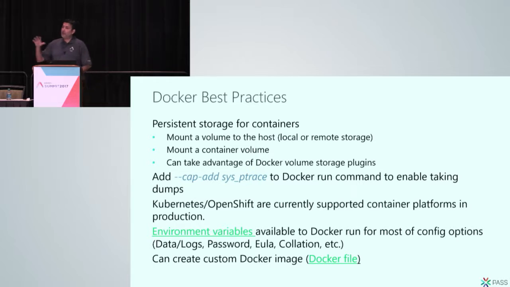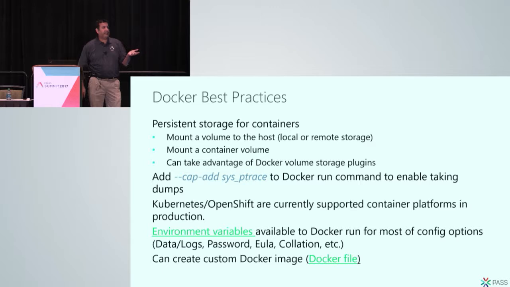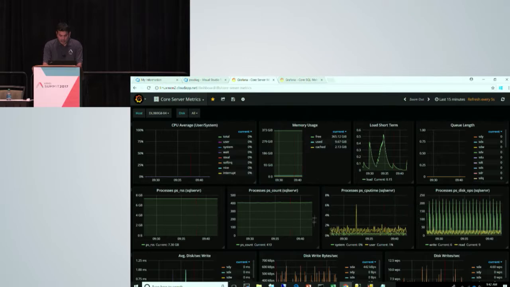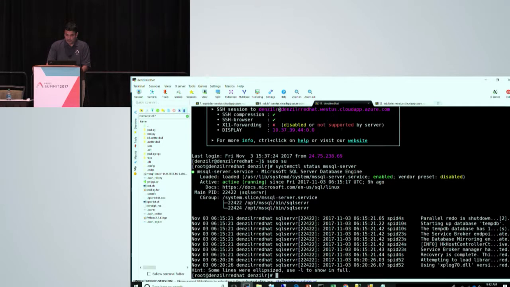And just for unattended install as well as Docker, a lot of the configuration can be done with this concept of environment variables. So what are they? You want to change your data folder or log folder. You want to change your collation or things of that nature. They can be passed as environment variables to the Docker run command, which in turn will actually configure the instance to be that way. So enough of talking. Let's go to a demo.